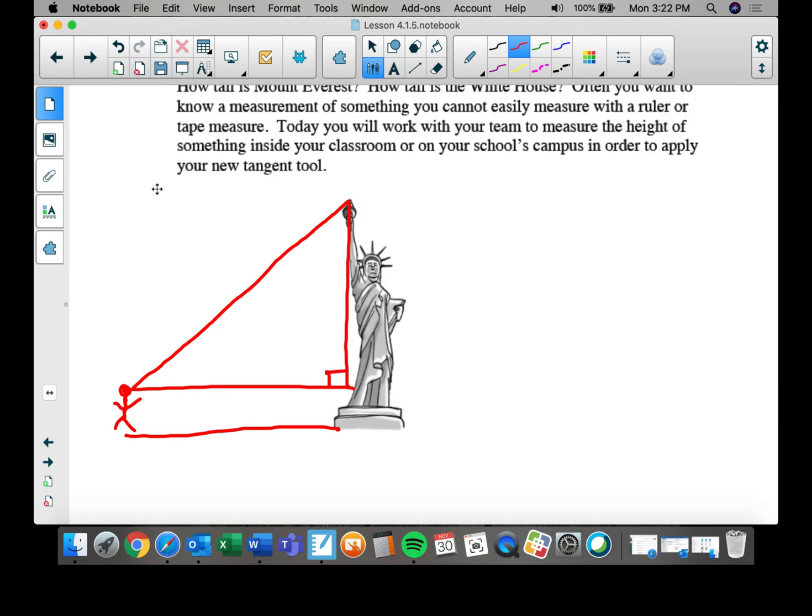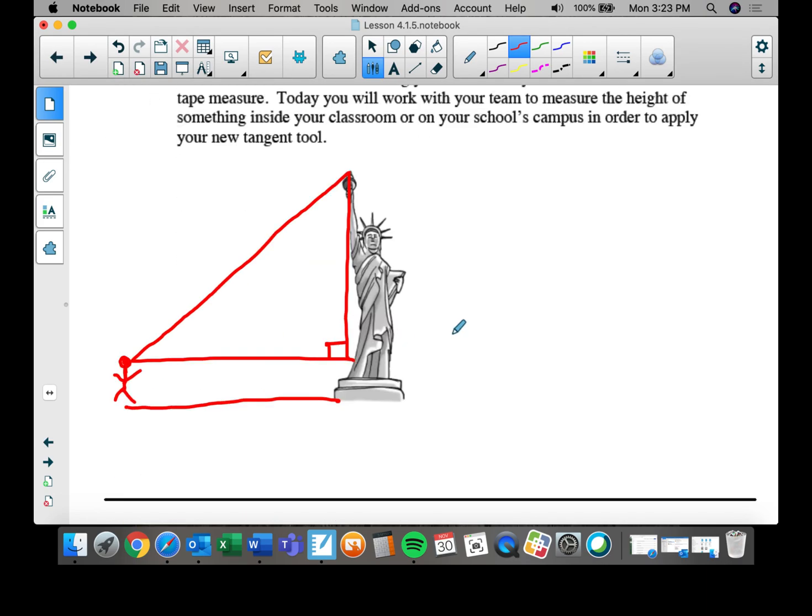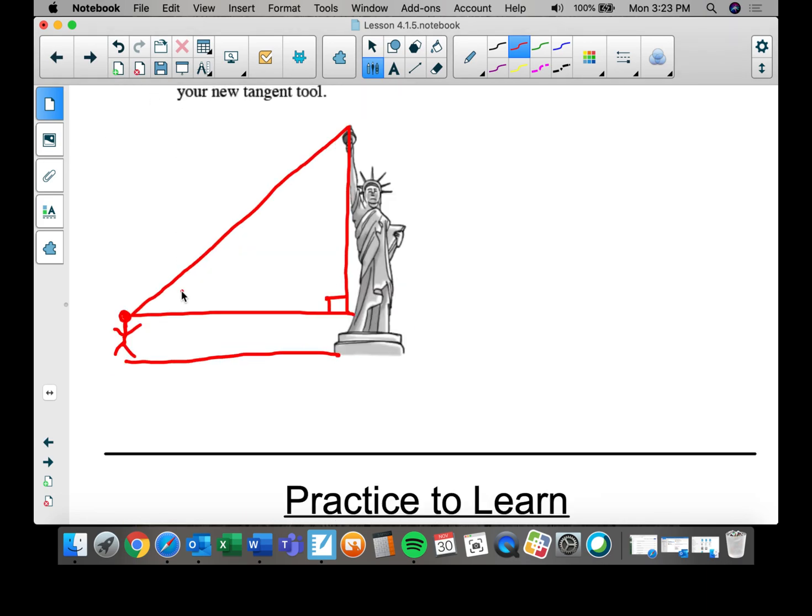Now if I put some measurements in here, the first measurement is that she's 42 feet away, and she's looking up at an angle of elevation of 82 degrees. So let's put that information in our picture. This is an 82 degree angle of elevation. She is 42 feet away. And the other portion they tell you is that from her eyes to the ground is 5 feet. So her eyes are 5 feet above the ground. What we are trying to find, I'm going to put the x right here, is the height of the Statue of Liberty.